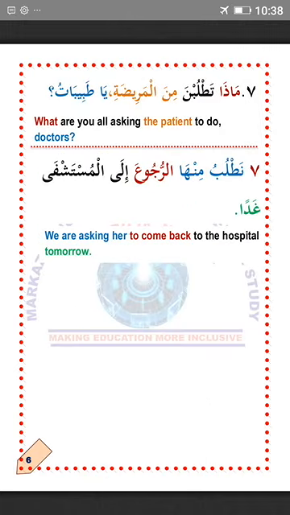7 number 7. ماذا تطلبن من المريضة يا طبيبات. What are you all asking the patient to do, doctors? Asking a group of female medical doctors. Know the answer.